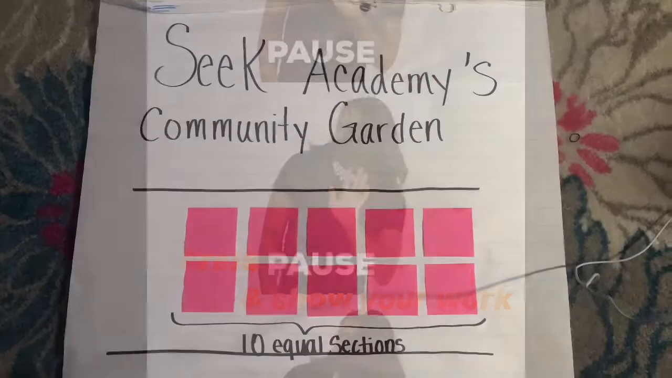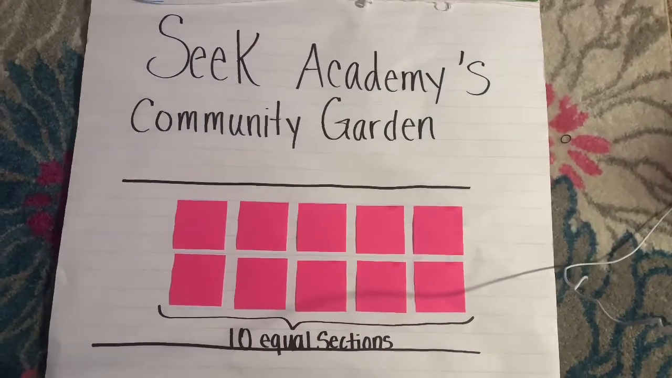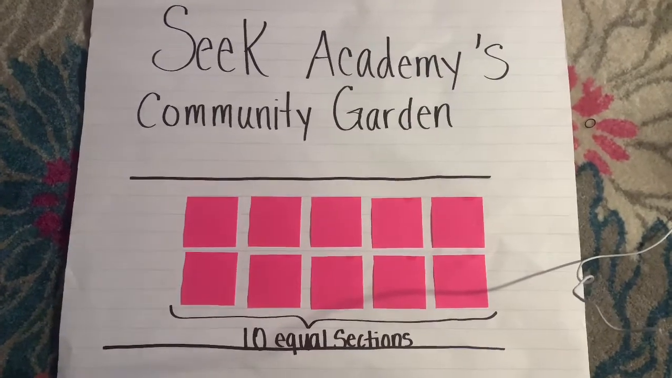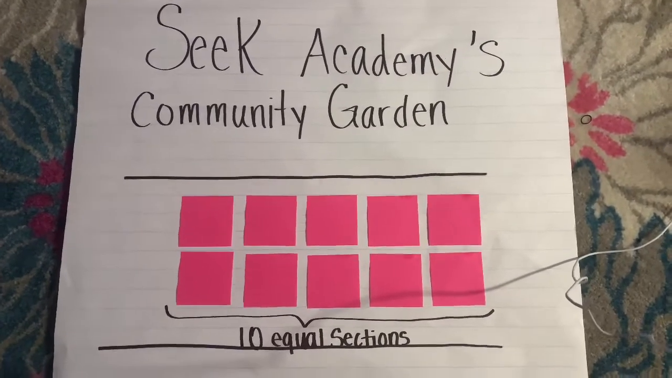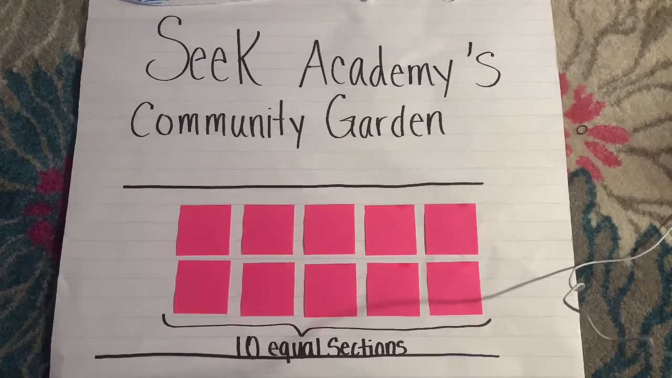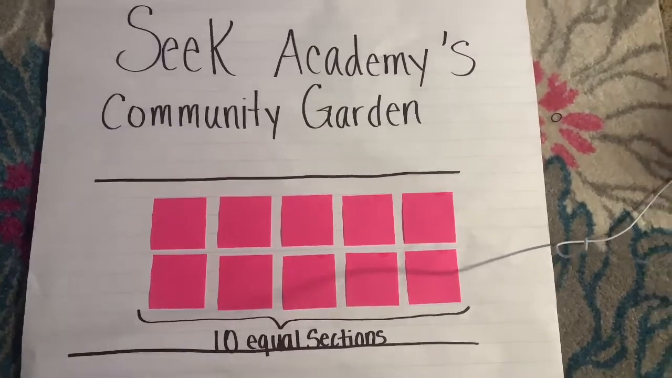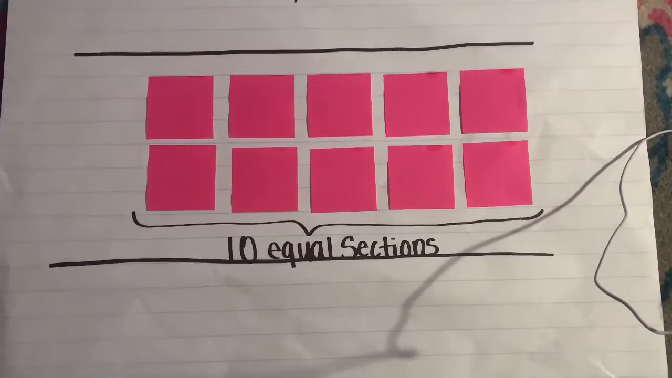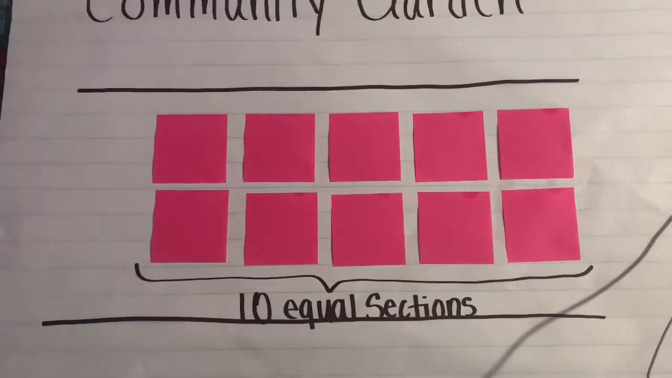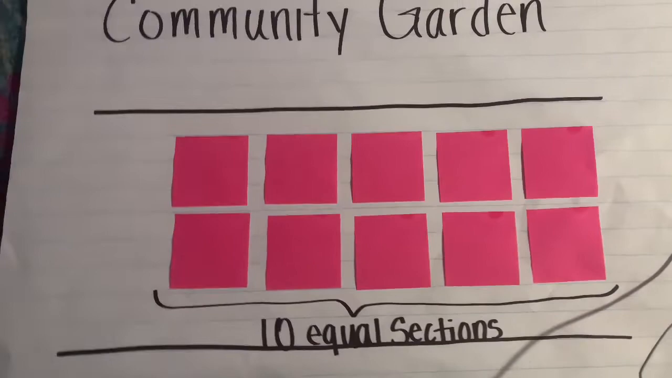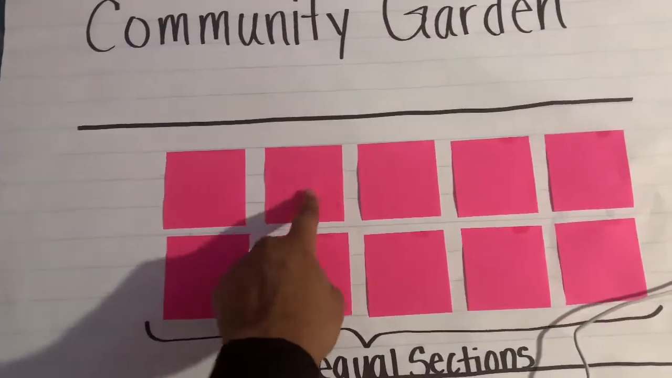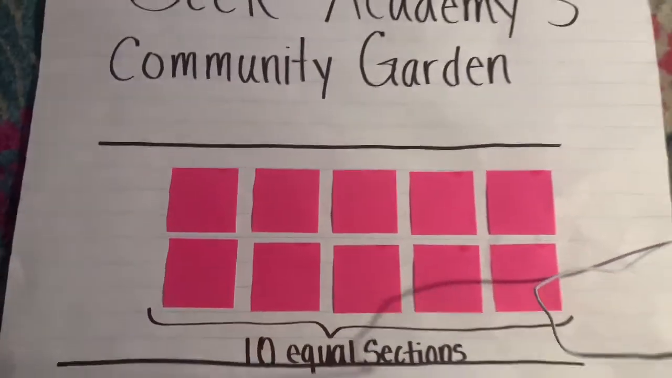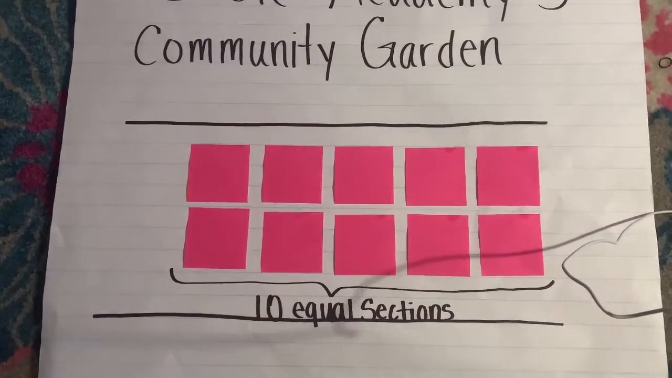So here is my Seek Academy garden. So pretty, so neat, and so organized. I hope your scrap paper looks just like mine. What I did was make 10 equal sections and label them. I know it's 10 equal sections because that is what it said in the story prompt. I have 1, 2, 3, 4, 5, 6, 7, 8, 9, 10 sections that are equal.